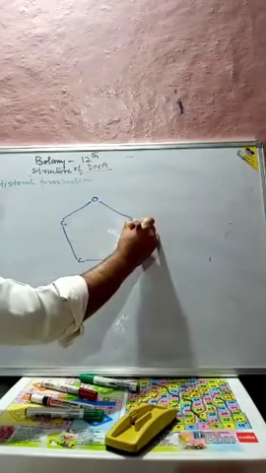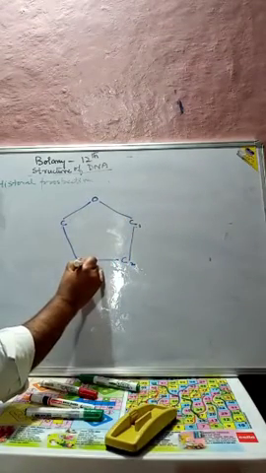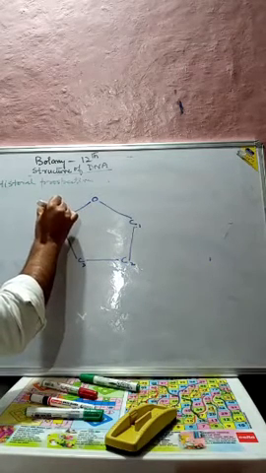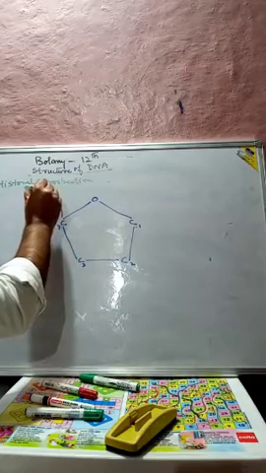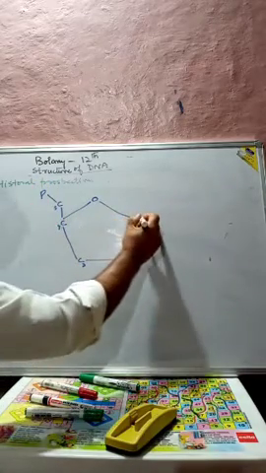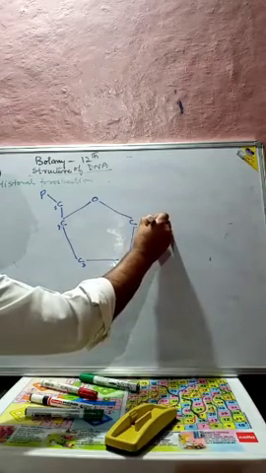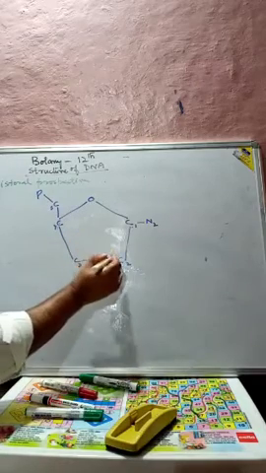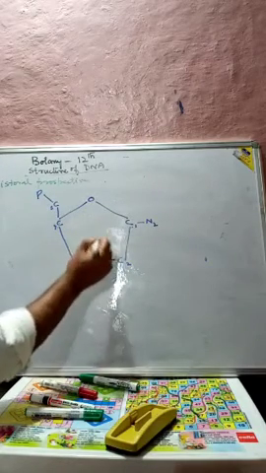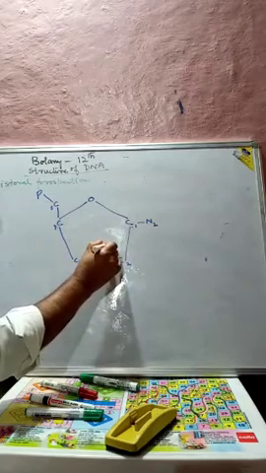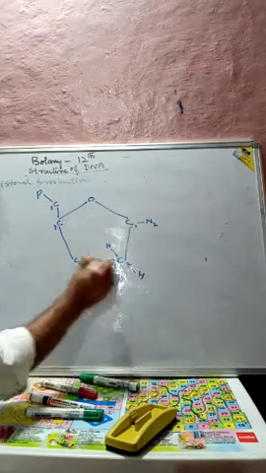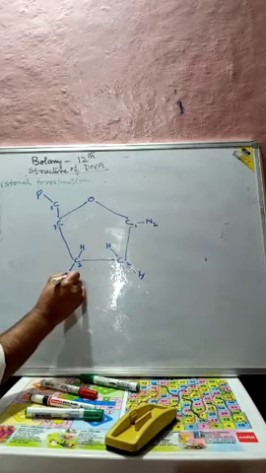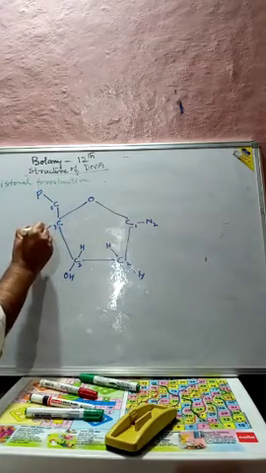This is carbon first, this is carbon second, this is carbon third, this is carbon fourth, and this is carbon 5. To this carbon 5 is attached the phosphate group. On this carbon first we have the nitrogen base. And at carbon third it is hydrogen and hydroxyl group.